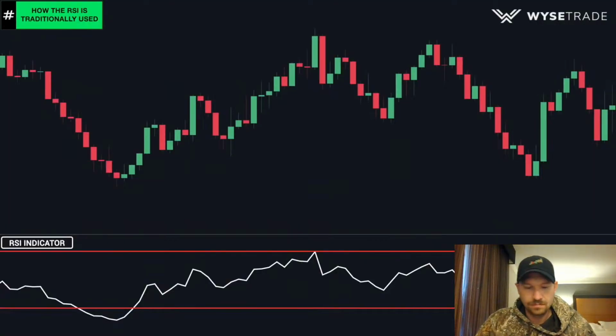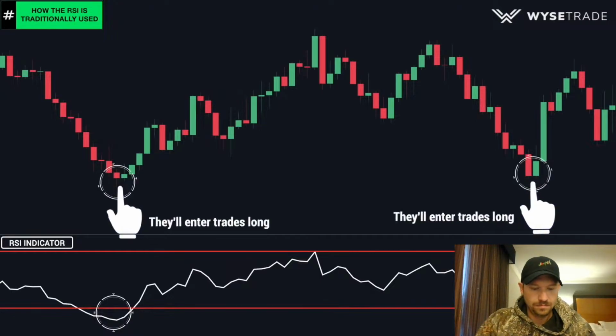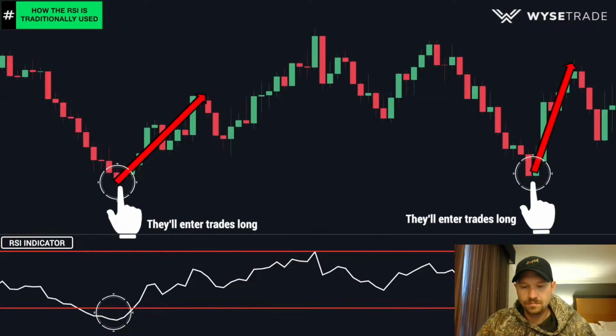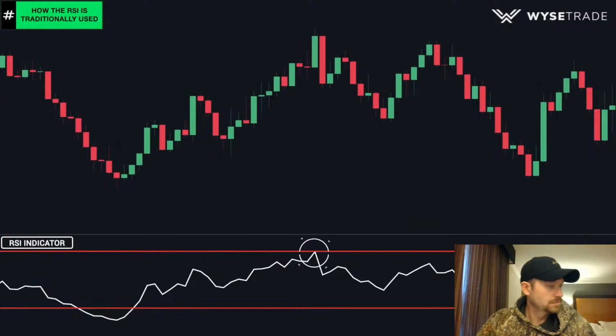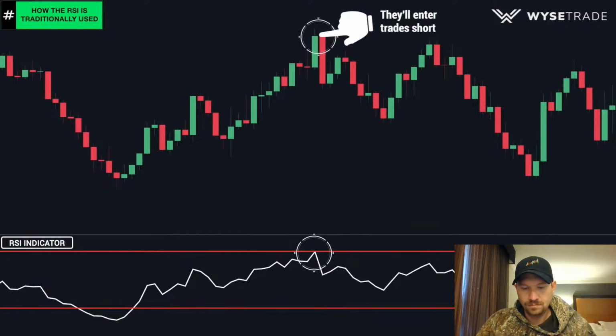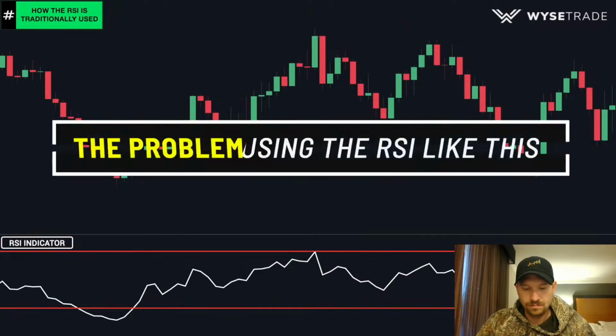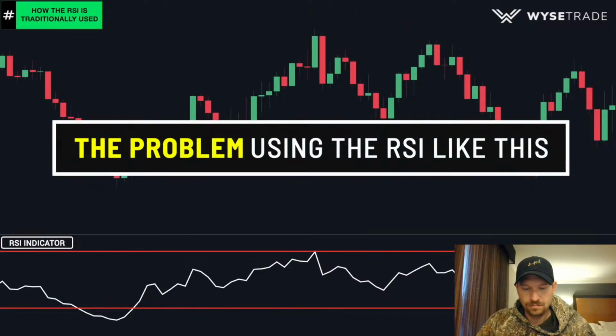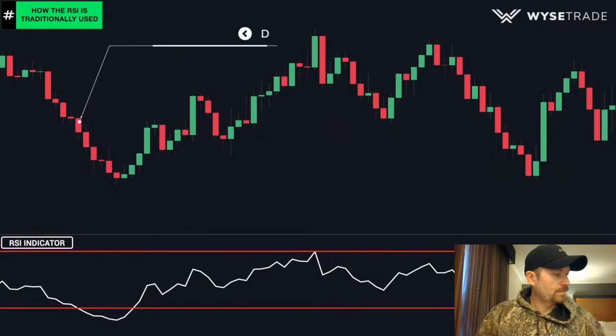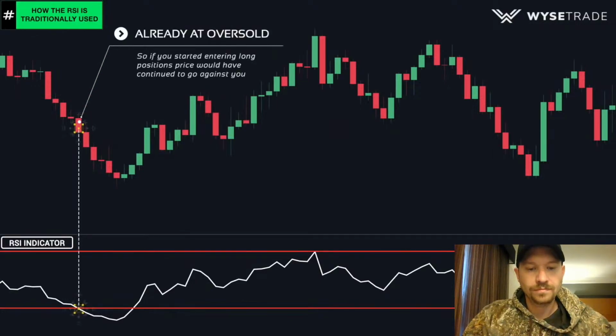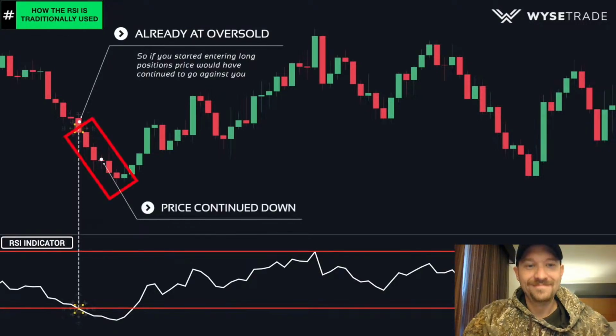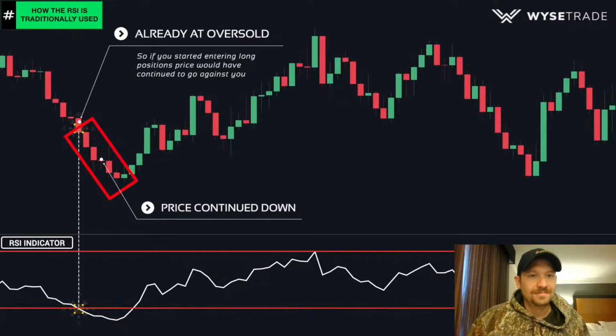Now, this is what most traders do. When the RSI enters oversold, they'll start buying and entering long positions, expecting price to go up. When the RSI enters overbought, they'll start selling and entering short positions, expecting price to go down. Now, here's the problem with using the RSI indicator like this. Notice how at this level here on price, the RSI has already entered oversold. So if you started to buy and enter long positions, price would have continued to go against you for quite some time before it finally reversed.